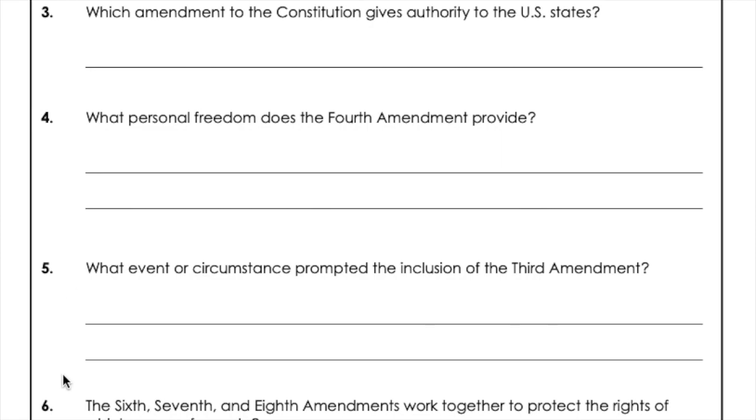Question 6. The Sixth, Seventh, and Eighth Amendments work together to protect the rights of which group of people? A. Immigrants. B. Soldiers. C. People accused of a crime. Or D. The poor.